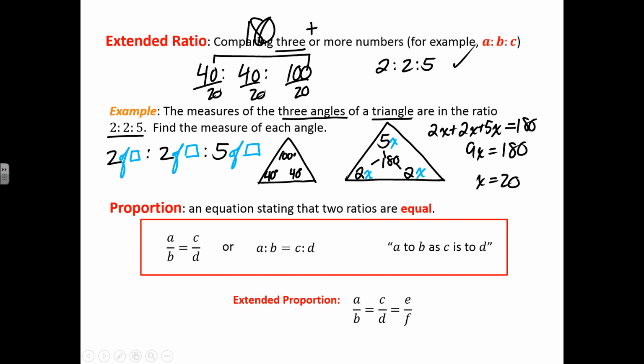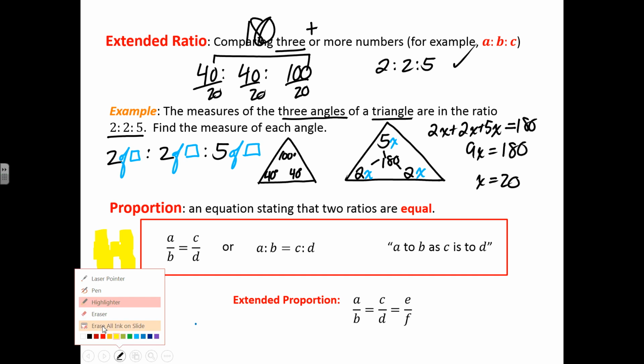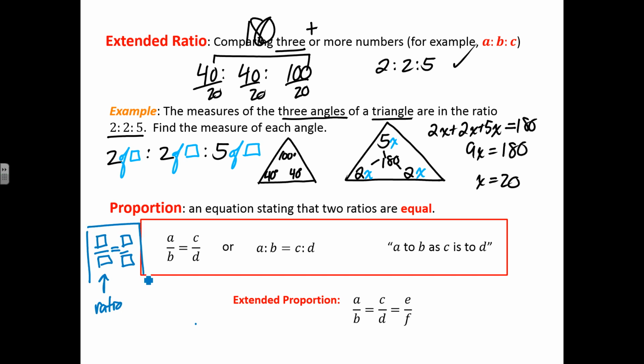Now, quick definition in the margin. A ratio is a comparison of two numbers by dividing. When you have an equation of ratios, this whole thing is called a proportion. So this whole thing here, an equation of ratios, is called a proportion. So a proportion is an equation stating two ratios are equal.